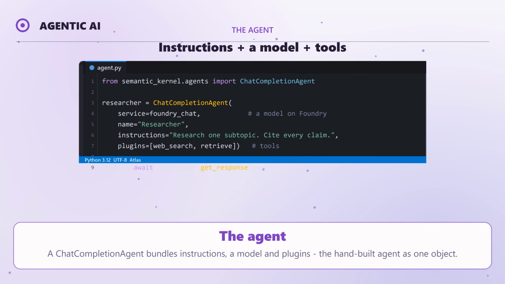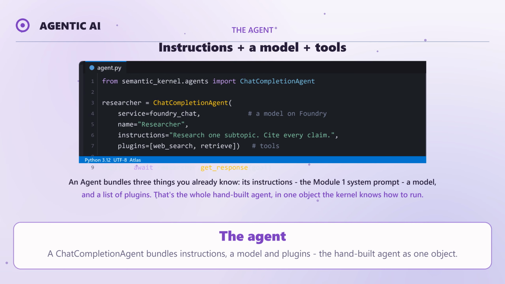On top of the kernel sits the agent. Here's one in code: a chat completion agent with a service, a model on Foundry, a name, an instruction string, and a list of plugins. Look at what those three things are. The instructions field is the system prompt from Module 1, the job description that shapes behavior every turn. The service is the model, and the plugins are the tools. That's the entire hand-built agent. Wrapped in a single object, the kernel knows how to run. You call getResponse with a goal, and it drives the loop.